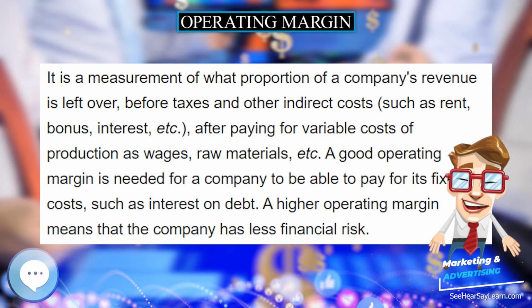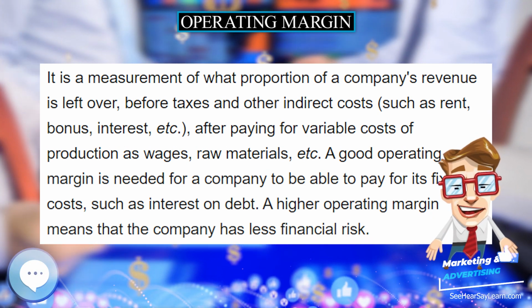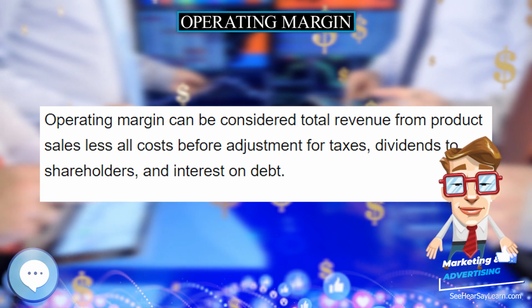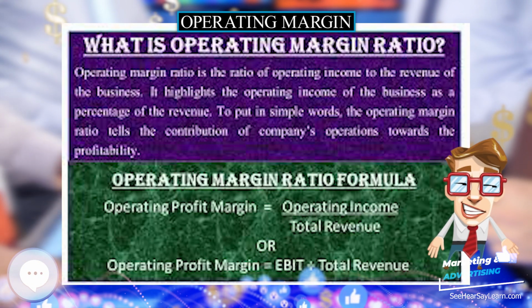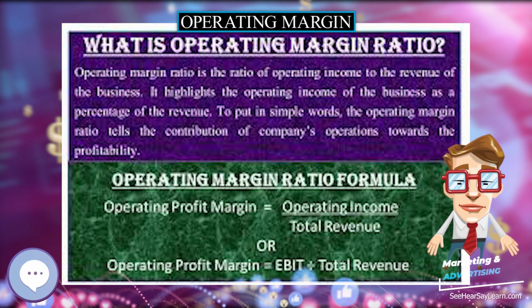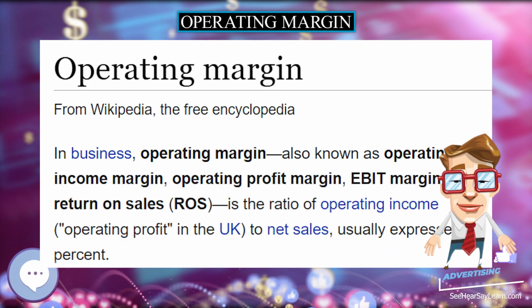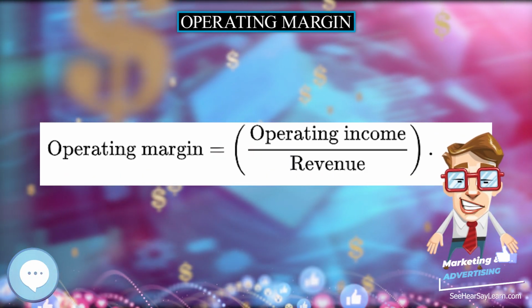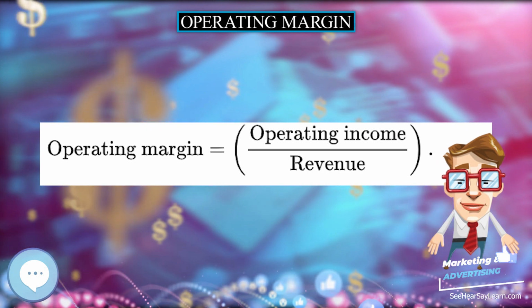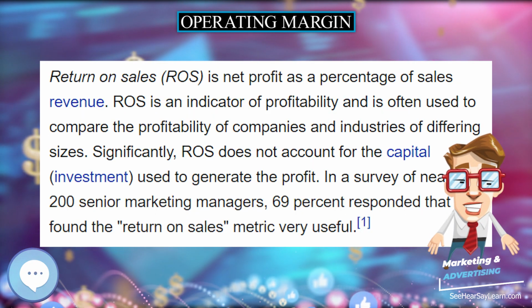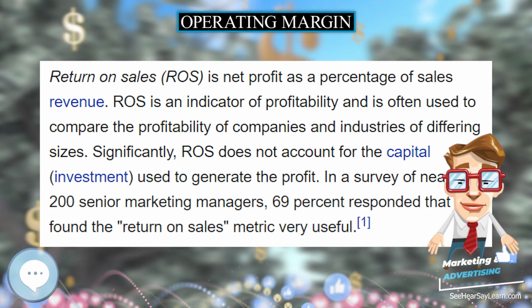In a survey of nearly 200 senior marketing managers, 69% responded that they found the return on sales metric very useful. Unlike earnings before interest, taxes, depreciation, and amortization, EBITDA margin, operating margin takes into account depreciation and amortization expenses. NNP equals GNP minus depreciation; GNP equals GDP minus depreciation.